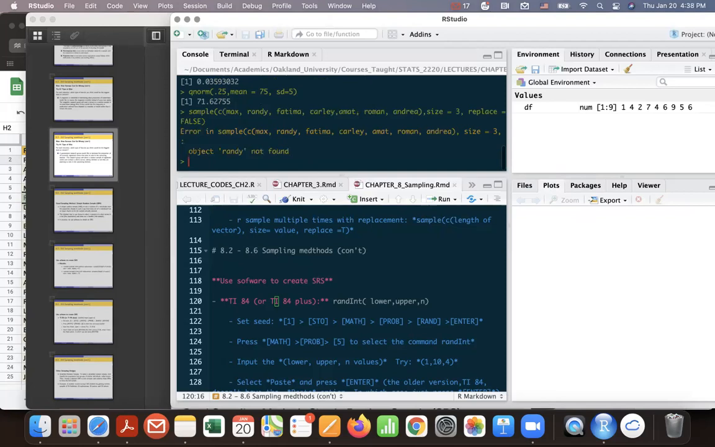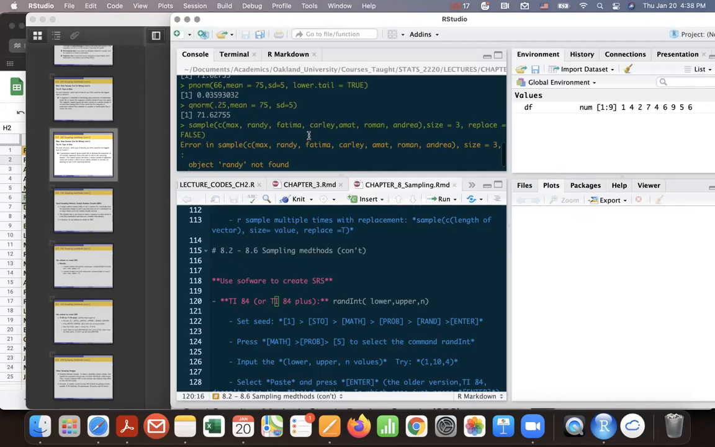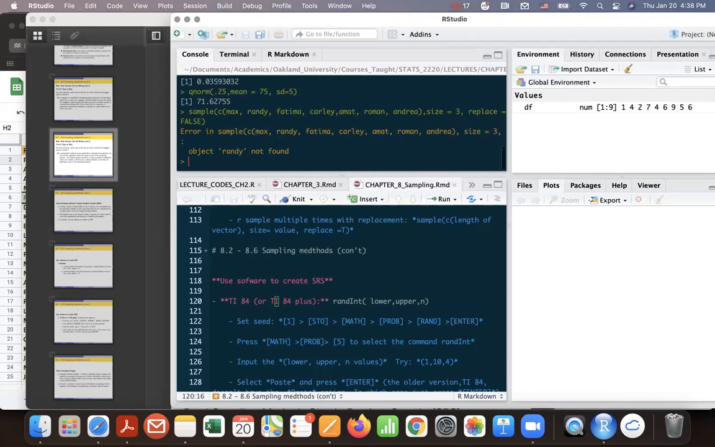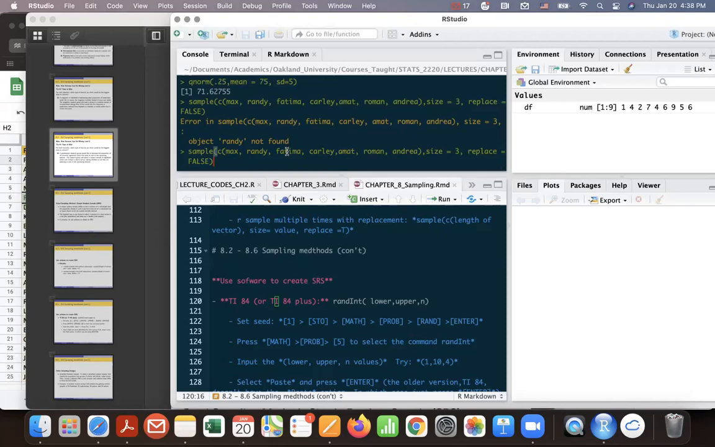Oop, Randy not found. What's wrong? Randy not found. Randy is part of the sample. Why doesn't it like you, Randy? Sample length of vector size replacement. Yeah, right. Why won't it? Oh, the vector, it has to be numbers. Got it. Never mind. Sorry.